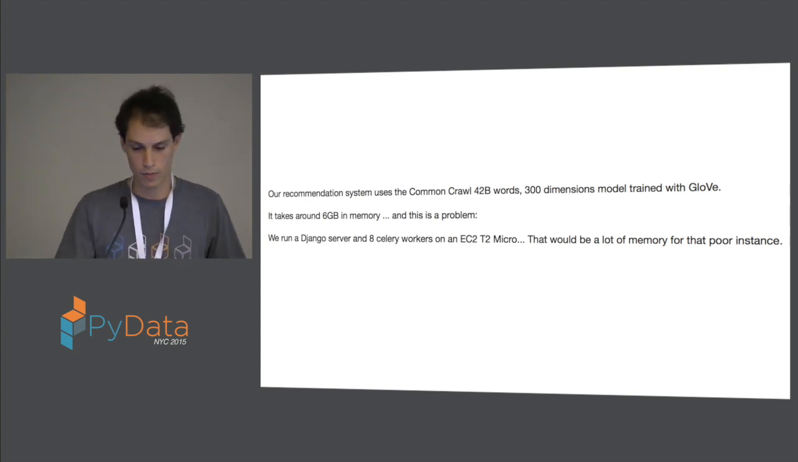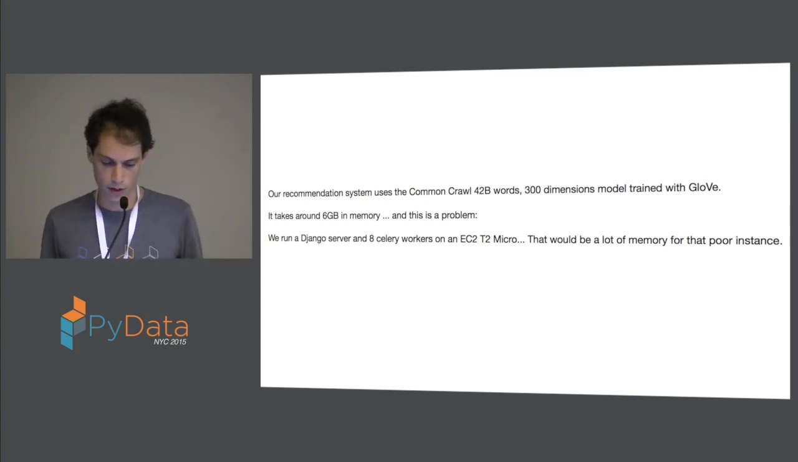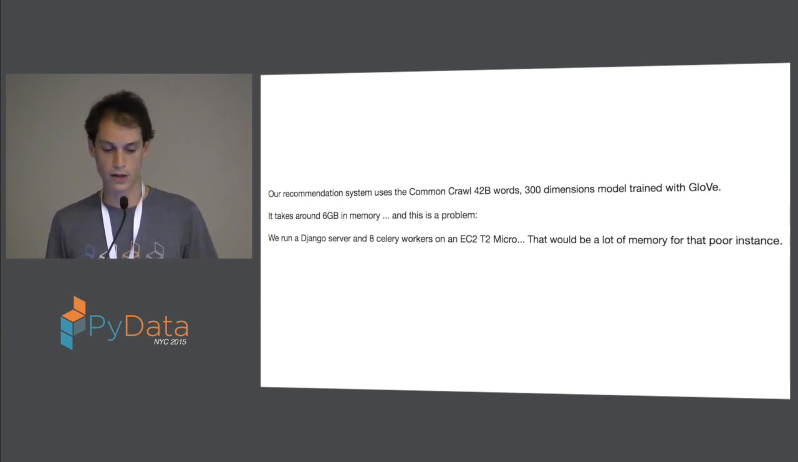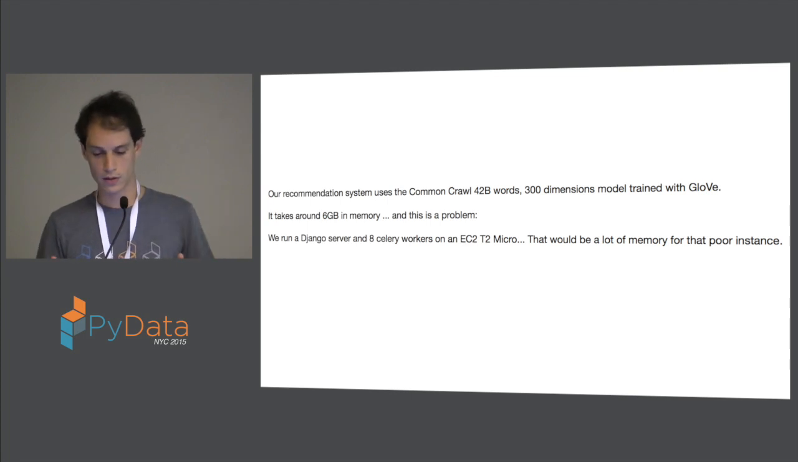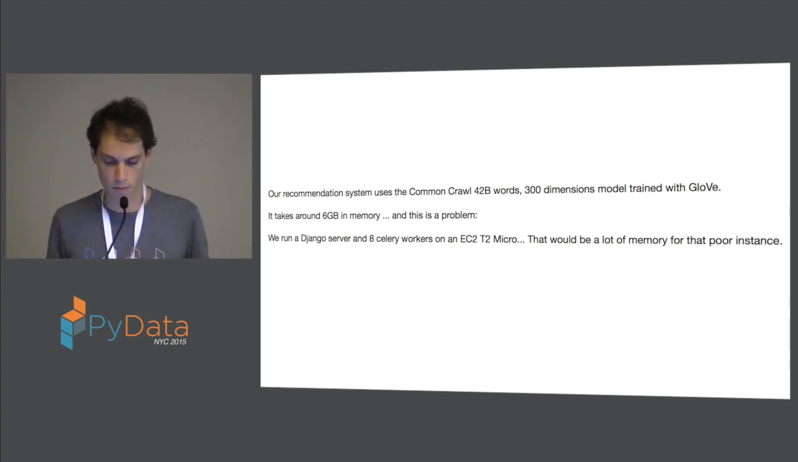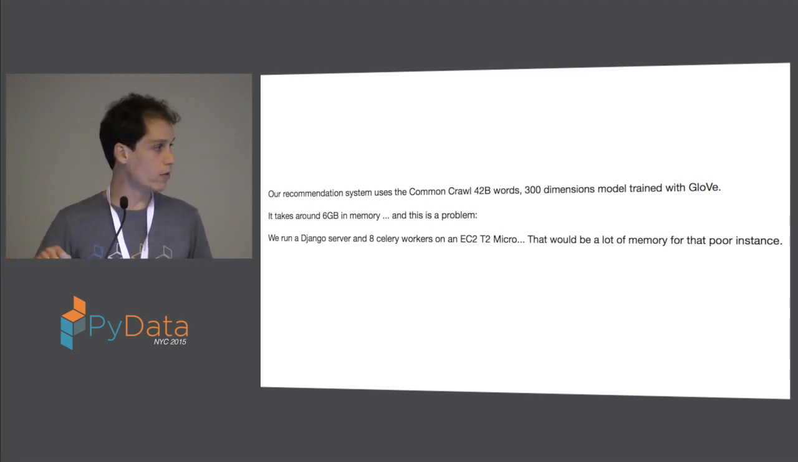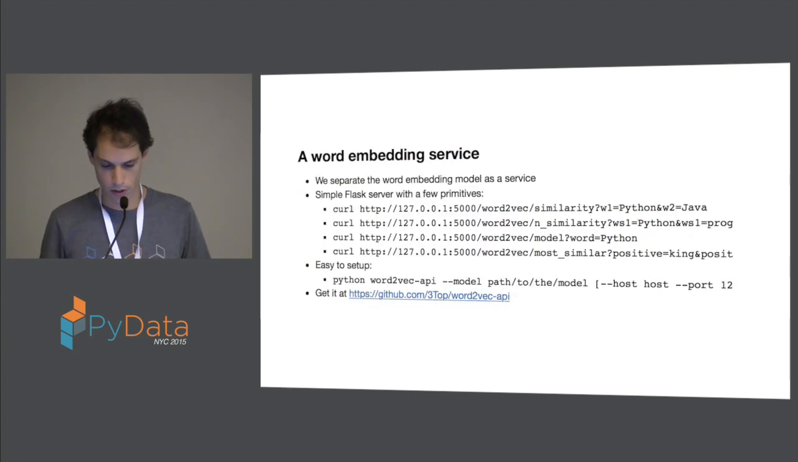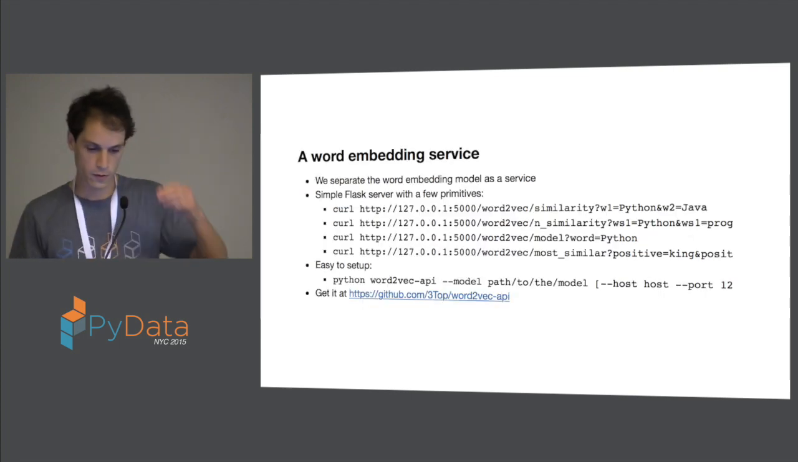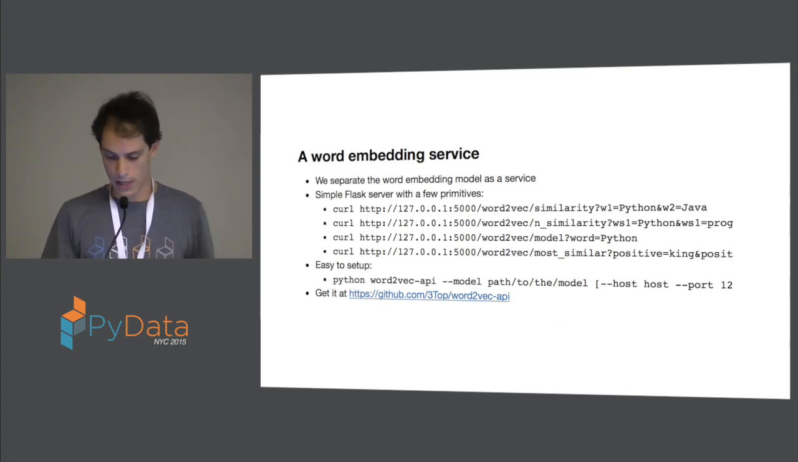So our site is in Django. We're using Celery. And until recently, we had Celery and Django working on the same EC2 micro instance, so there's no way we can allocate all that memory for our service. That's when we decided to build an API for this word embedding that we could query. I'm sorry if we don't see the bottom of the slide.